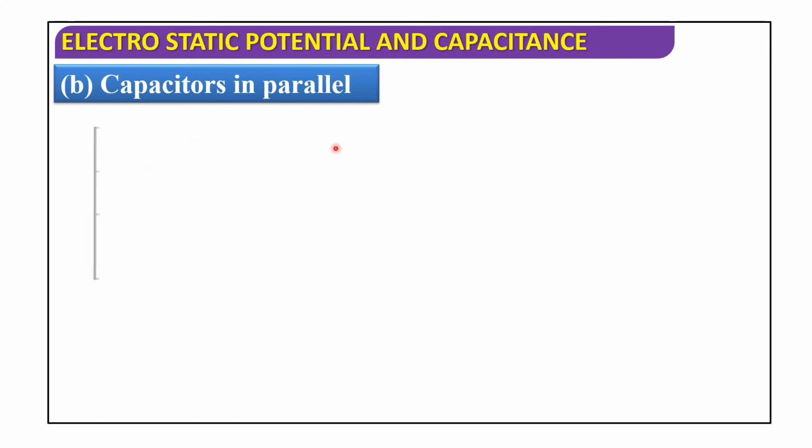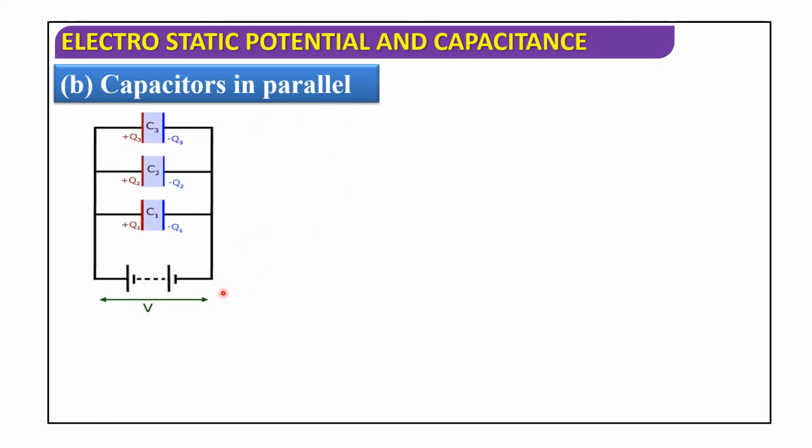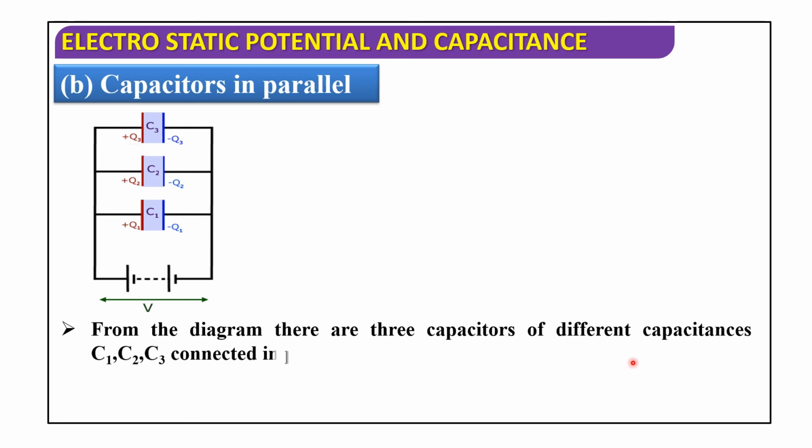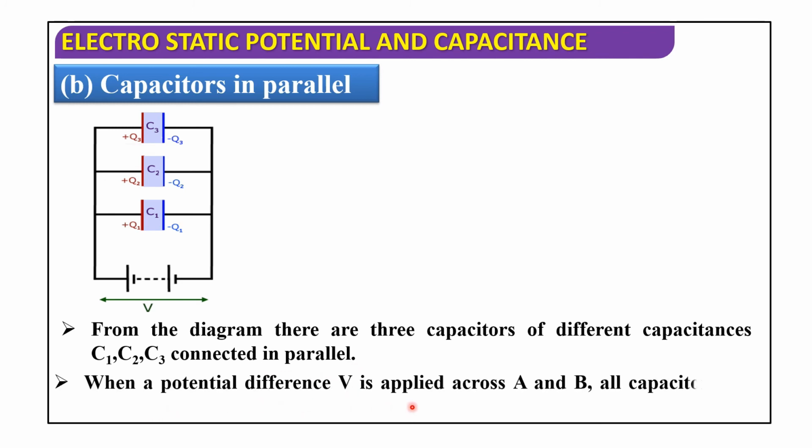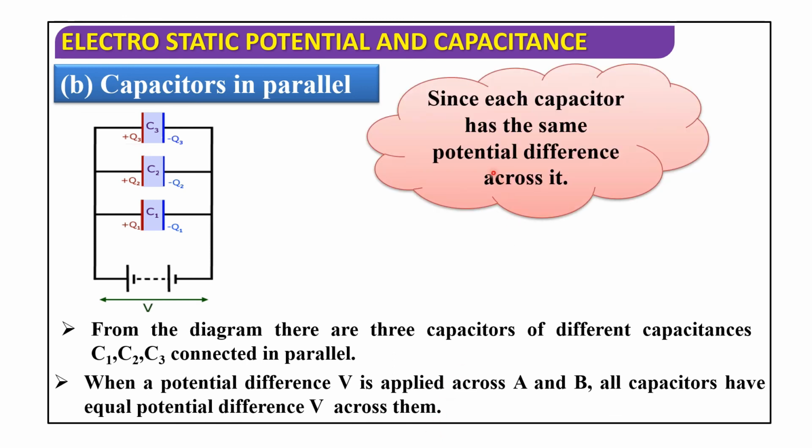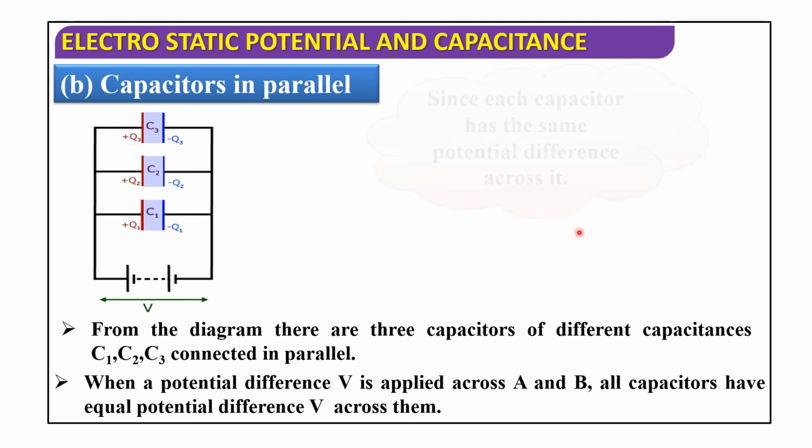Capacitors in parallel. Now, in this diagram, C1, C2, C3 capacitors are connected in parallel and these two are connected to the battery. From the diagram, there are three capacitors of different capacitance C1, C2 and C3 connected in parallel. When a potential difference V is applied across A and B, all capacitors have equal potential difference V across them.